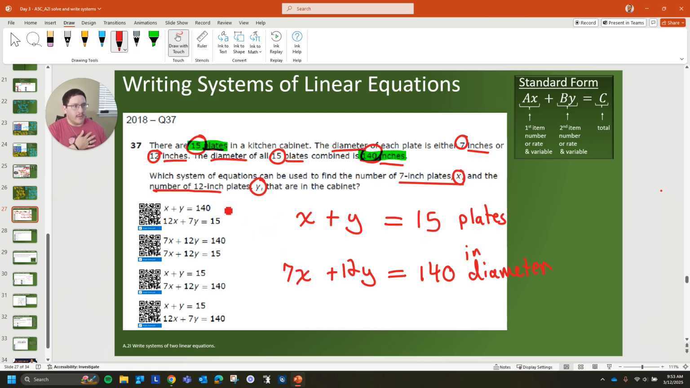So now let's look at the equations here. One of them needs to have x plus y. So if we look at the first one, that's okay so far because we have x plus y.